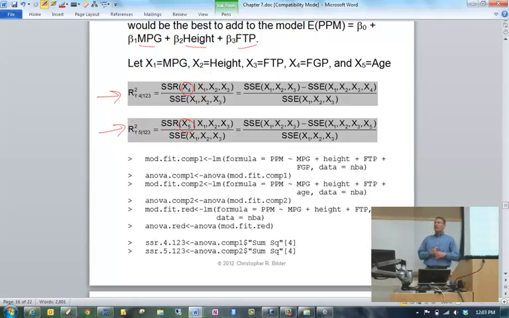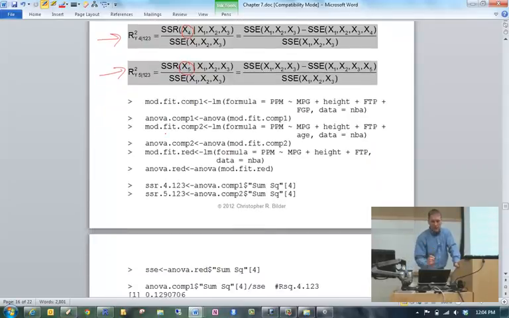Now in R, there's not a convenient way to get these coefficients of partial determination out. Instead, you're going to have to get the components of the formulas and then use the formulas to do the calculation. But the concepts are very similar to what we've talked about before.